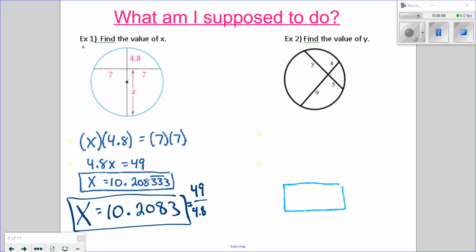Okay, so do the same thing, solve for y. If you need to pause, that's fine, because I'm going to do it right now. So it's 5 times y equals 4 times 9. We end up with 36 divided by 5. So we can write it as 36/5 or the decimal 7.2. All right.